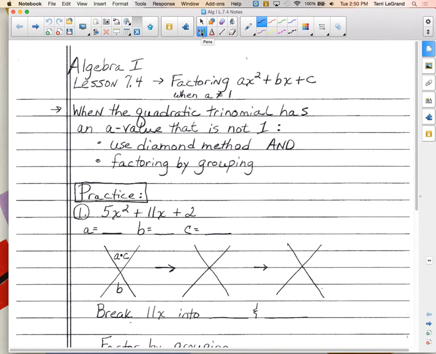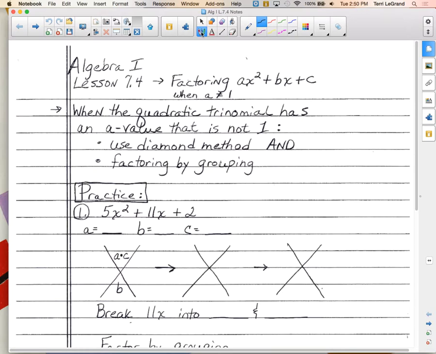Today when we're factoring our trinomials, a is not going to be equal to 1. And so it's a little bit more involved. The book shows you one way. The book does not show you the way that I do it. I think the book's way is confusing. Hopefully this will make more sense to you.